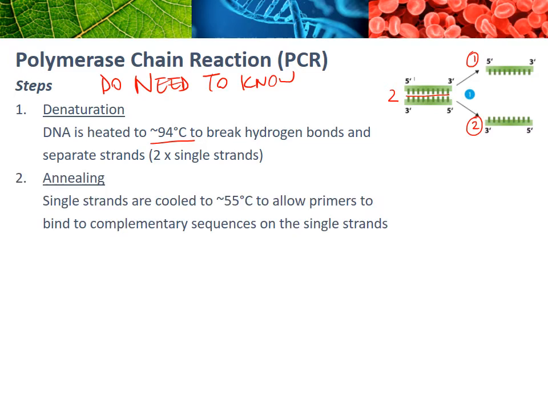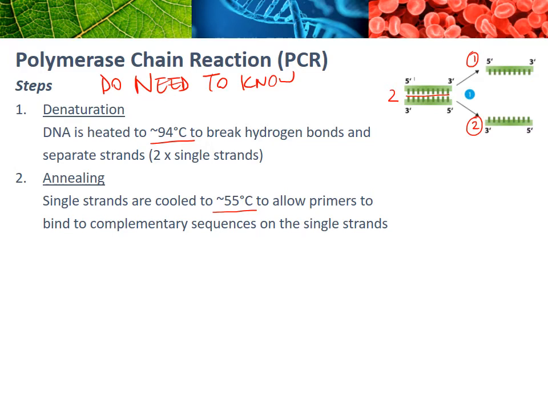Step 2 is called annealing. In this step, the machine cools back down. The textbook says 55 degrees. Some videos say up to 60 degrees. It's around that. I would stick with 55 degrees because that's what it says in the textbook. But the machine cools back down to 55 degrees.